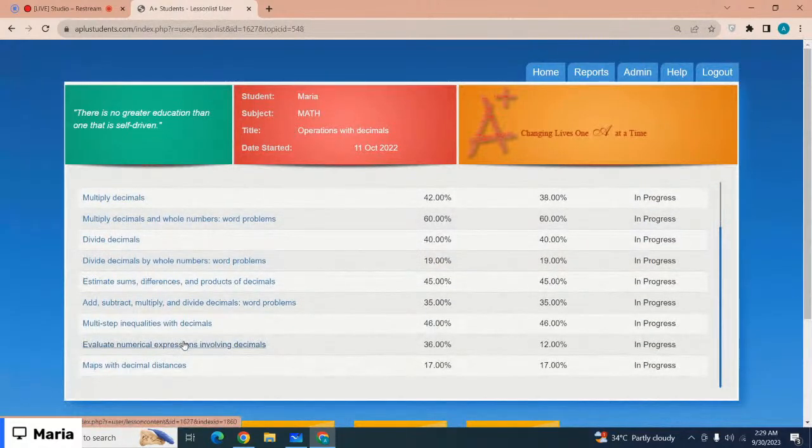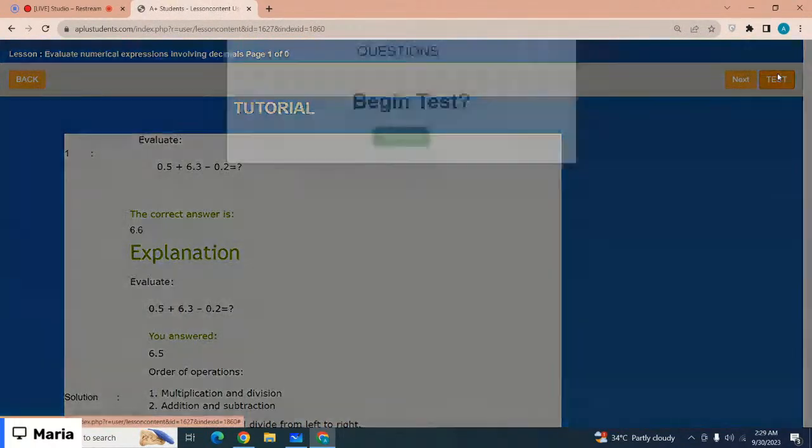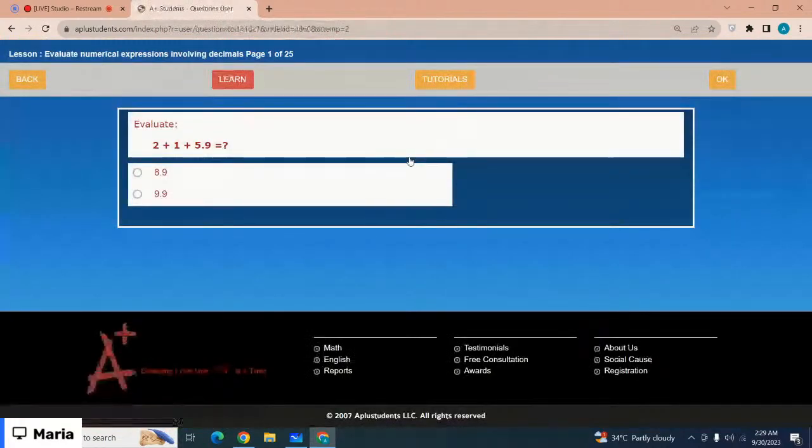The next one is evaluate numerical expressions involving decimals. So let's just start with the lesson. Okay, the first one is evaluate. You have to add all of them. So which is the correct option when you add? You have to add, that would be 8.9, right? The correct option is 8.9.